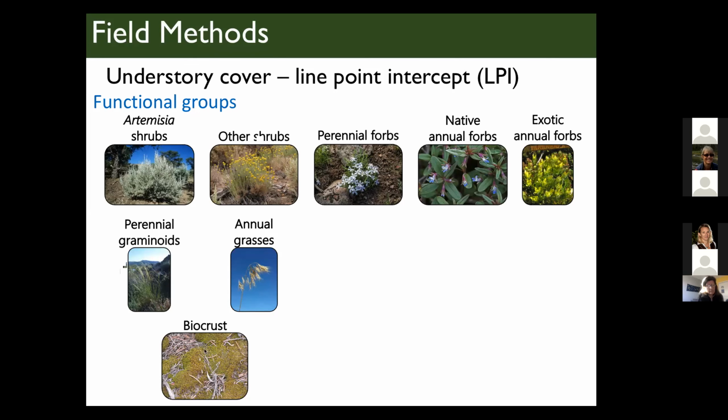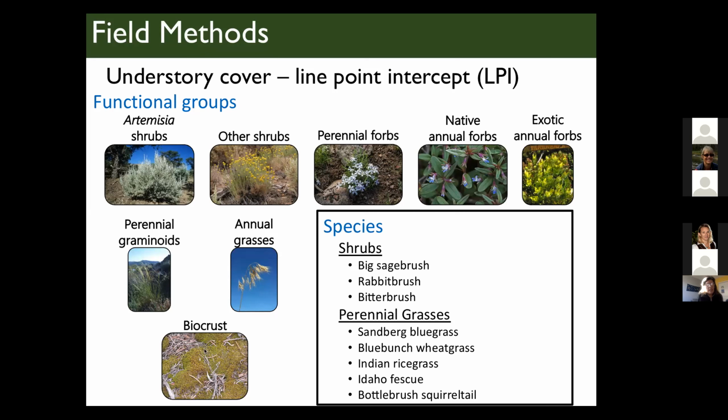And then we also took this in further detail, and we looked at the effects on 3 different shrub species: big sagebrush, rabbitbrush, and bitterbrush, as well as perennial grasses: Sandberg's bluegrass, bluebunch wheatgrass, Indian ricegrass, Idaho fescue, and bottlebrush squirreltail.